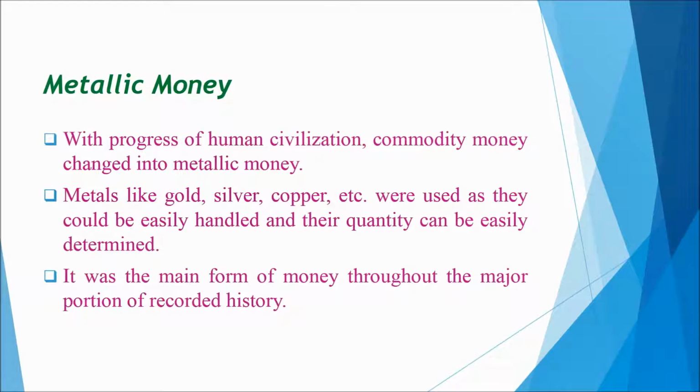Next, we are going to learn about metallic money. With progress of human civilization, here civilization means development or evolution, commodity money changed into metallic money. Metals like gold, silver, copper, etc. were used as they could be easily handled and their quantity could be easily determined. It was the main form of money throughout the major portion of recorded history.